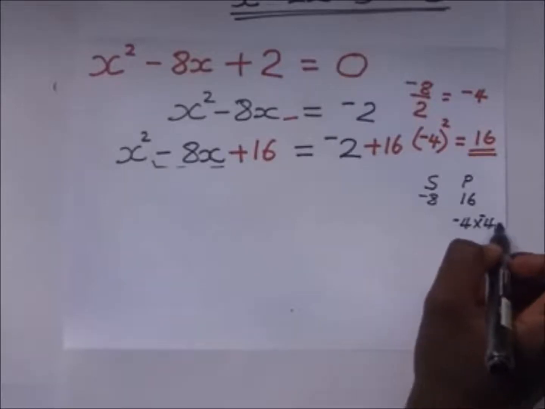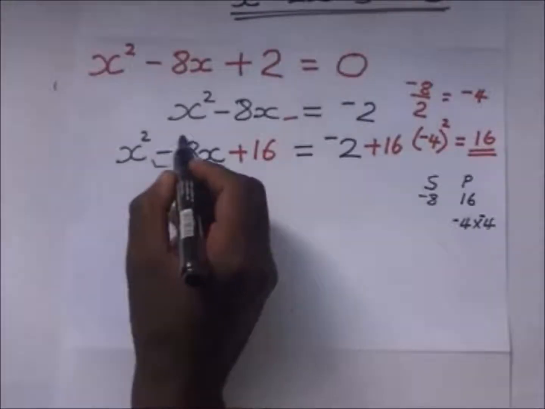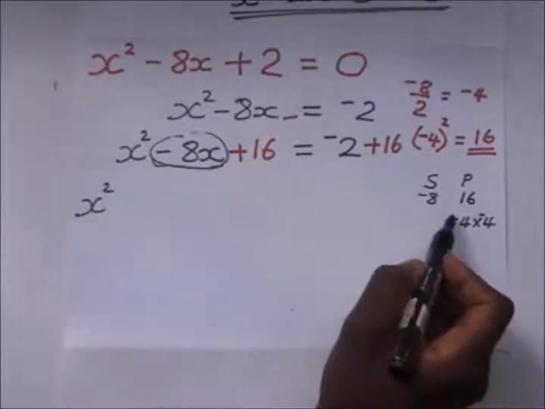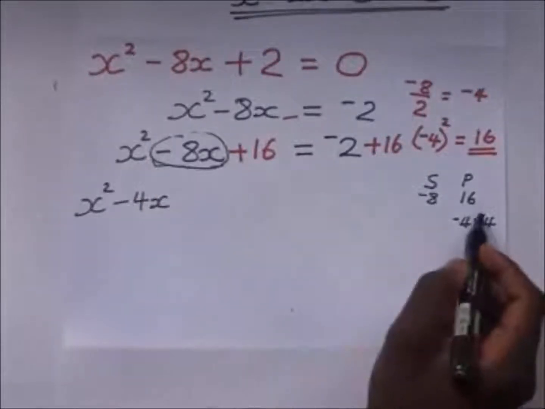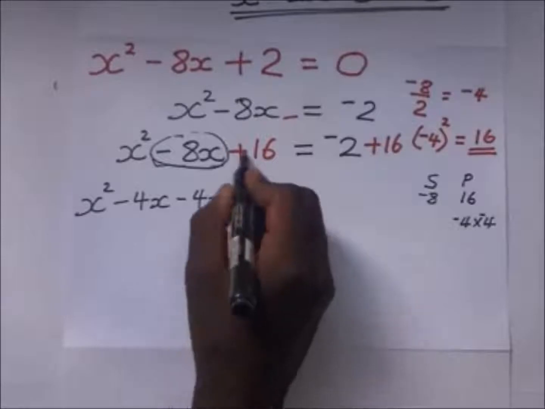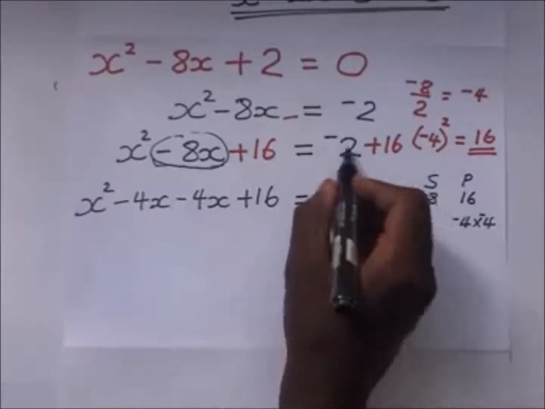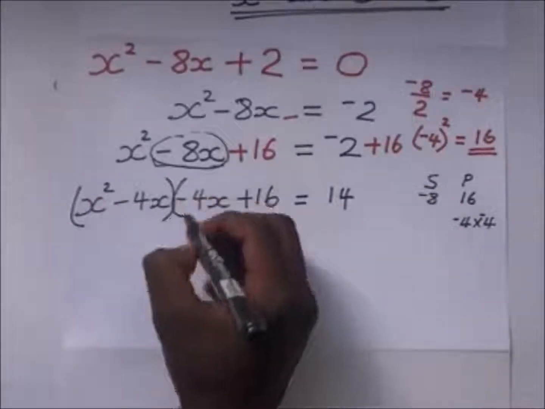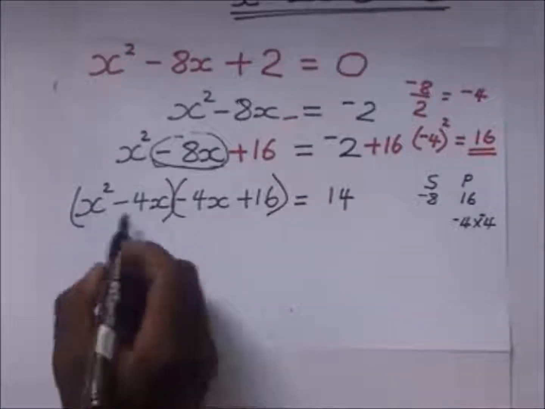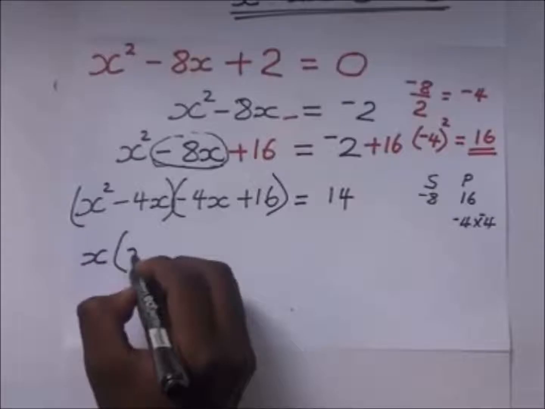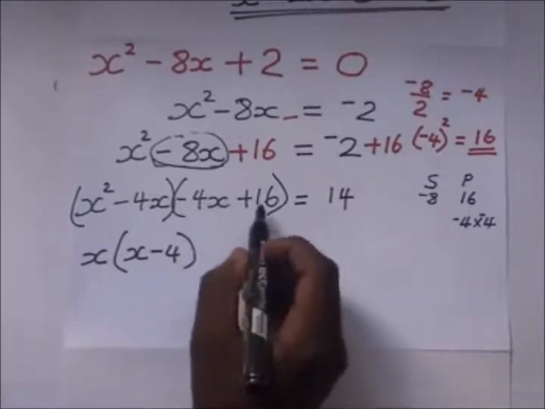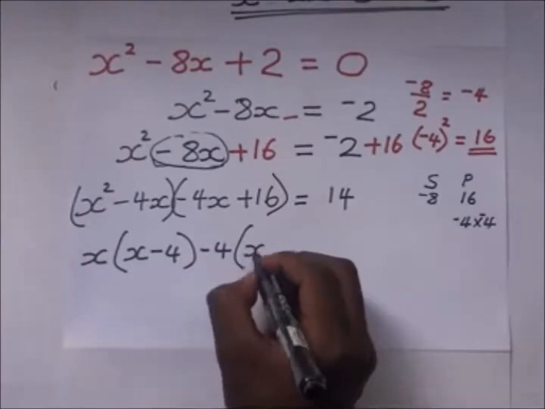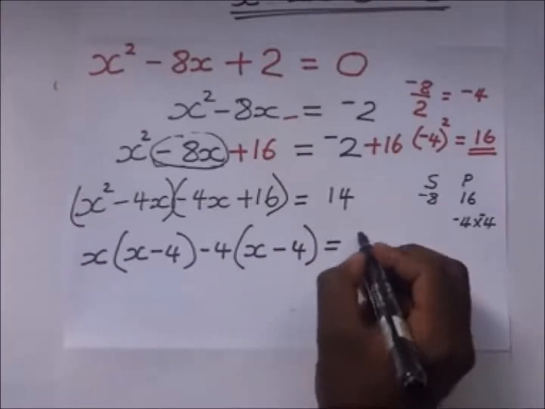So the numbers here are negative 4 and negative 4. They are the ones that are going to replace that middle term. So our next step is going to be x squared minus 4x minus 4x plus 16, which is going to give us negative 2 plus 16, which is 14. When we introduce brackets, the common factor here is x into x minus 4. The common factor here is still negative 4 into x minus 4, which is equal to 14.